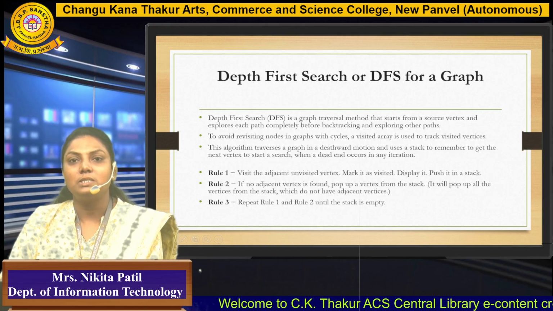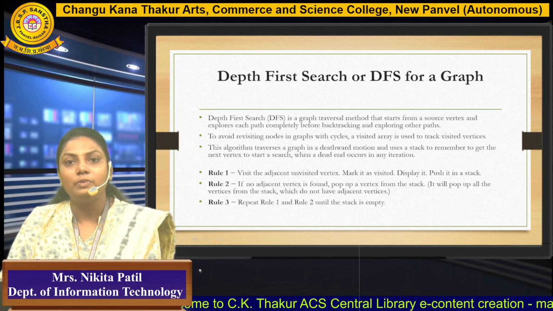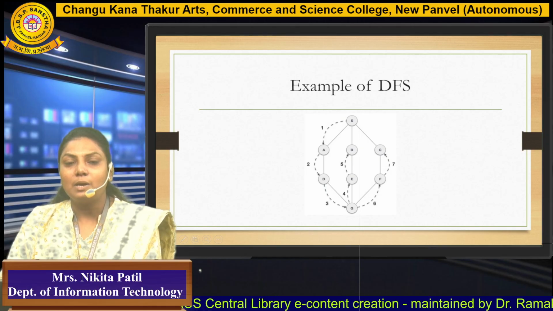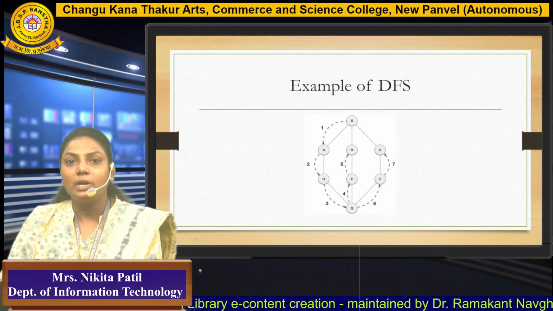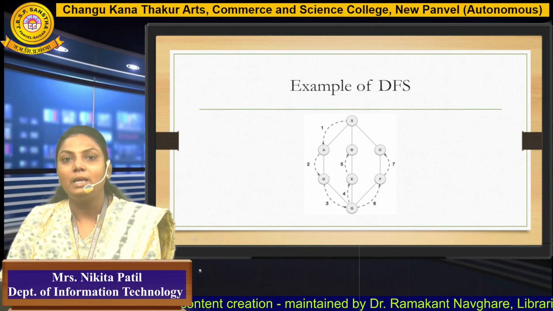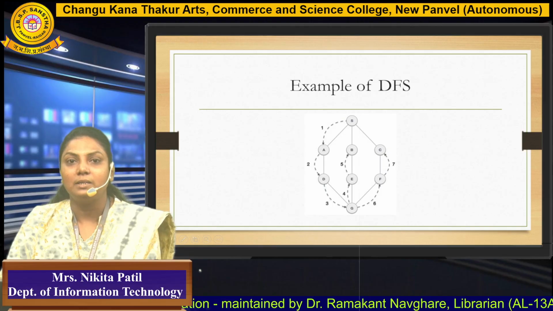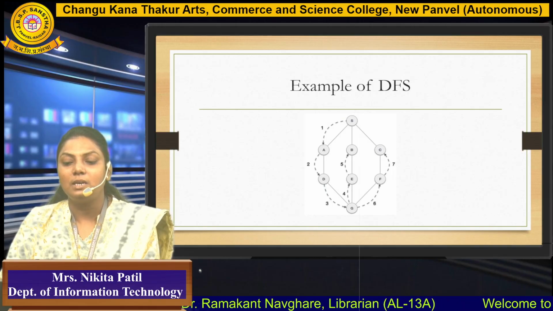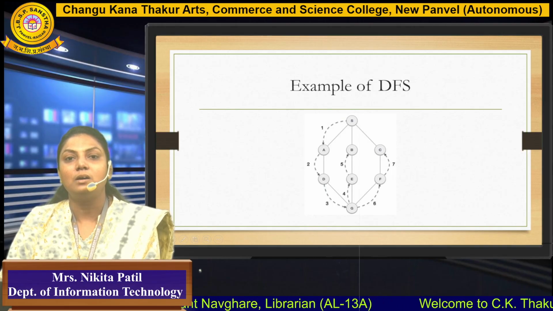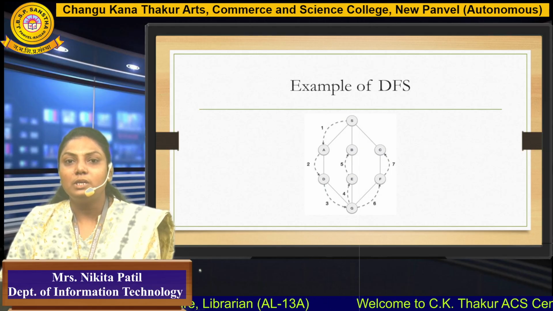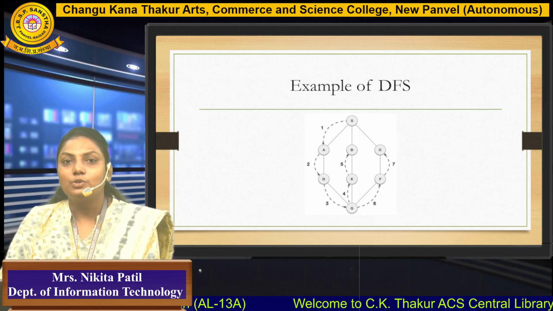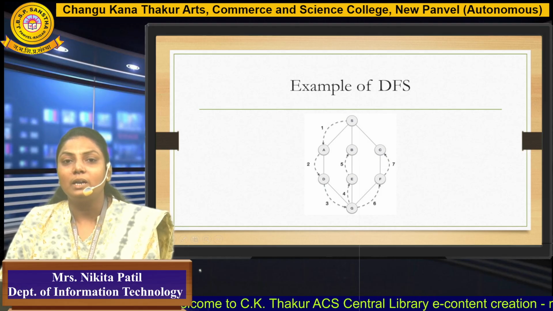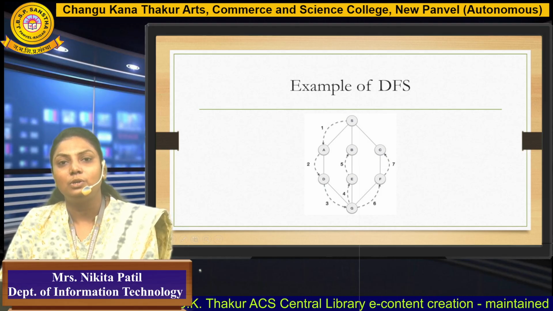Now let us see how the graph is traversed using the DFS algorithm with the help of a diagram. Consider this as the example of DFS. See in the diagram that S is the root node, then S has children A, B and C, and then A has child D, B has child E and C has child F, and D has child G. So this graph we will traverse with DFS. What is our first rule? That we start with the unvisited node and push it onto the stack.